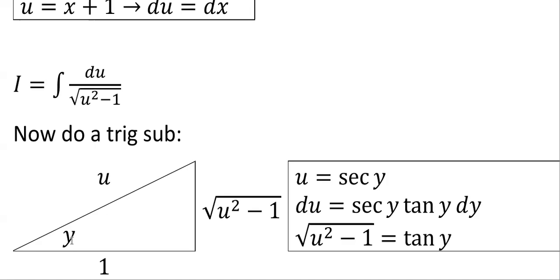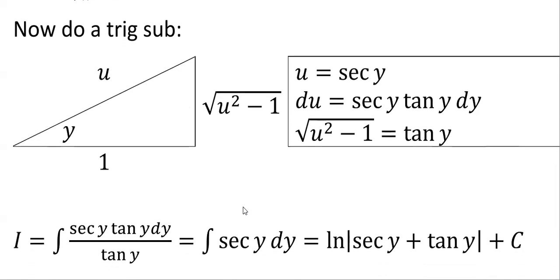So how do we get u? Well, secant y is u. Okay, du is secant y tangent y dy as a result. And then we can substitute the square root term as well. How do we get that? That's just tangent y. Okay, substitute everything. That's what happens right here. Simplify it, the tangents would cancel, so you're left with integral secant y dy.